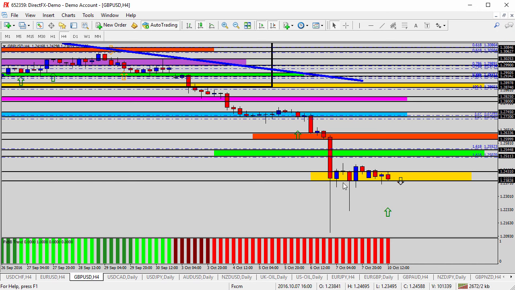We need an open and close underneath 123.80 to give us confidence it's going to continue to go lower. Otherwise, turning back above the 124.30 level, top of the yellow zone, we could be looking for it to go back up.